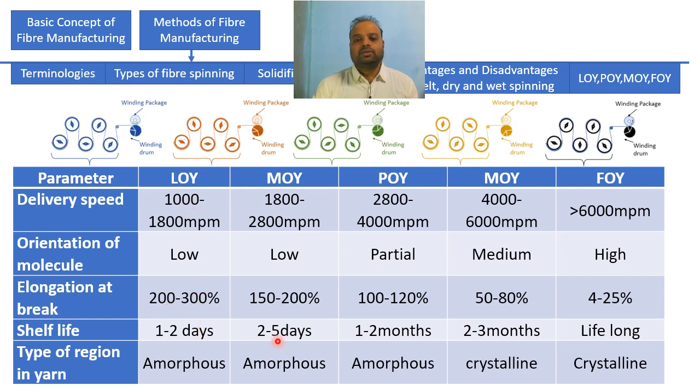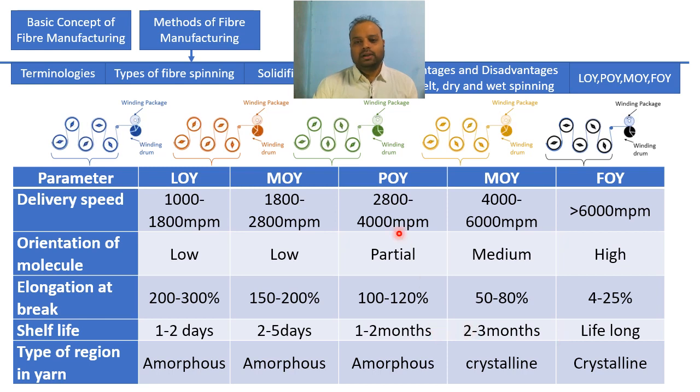Now in case of MOY, the shelf life is greater than LOY, that is 2 to 5 days. In case of POY, it is 1 to 2 months. In case of HOY, it is 2 to 3 months, and in case of FOY it is a lifetime. That means you can keep the FOY as it is for your lifetime. It will not change its properties.